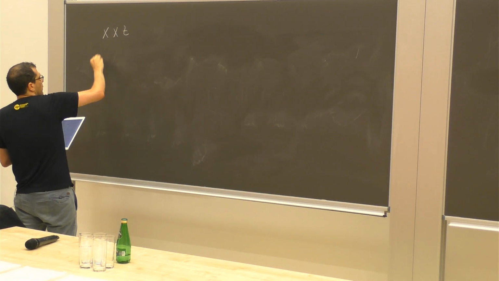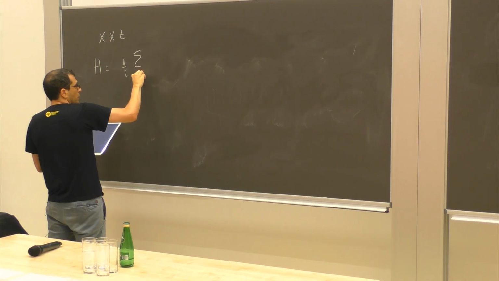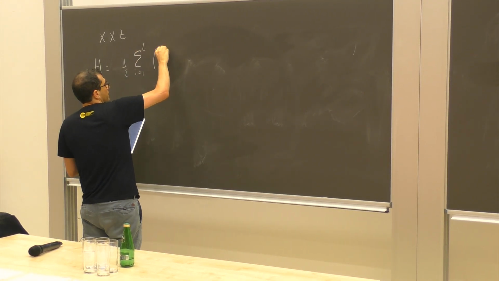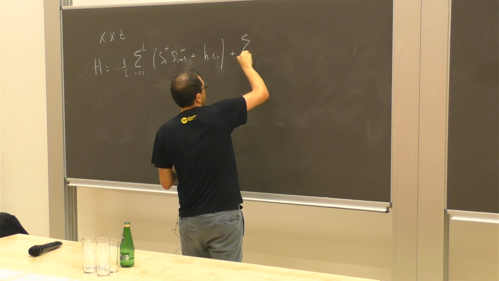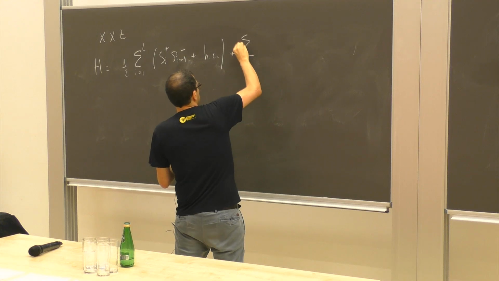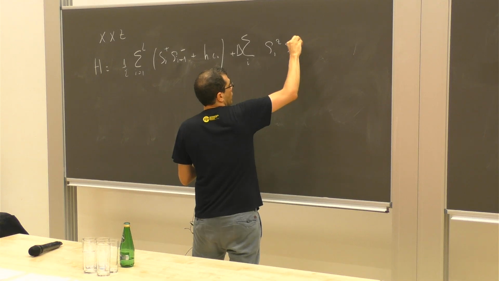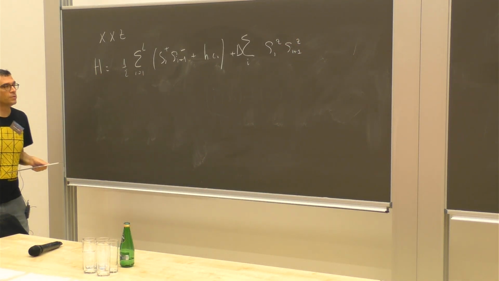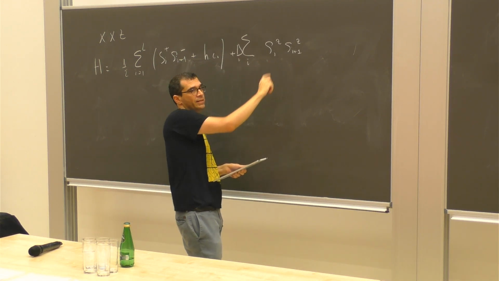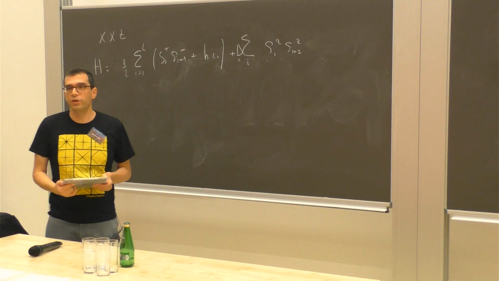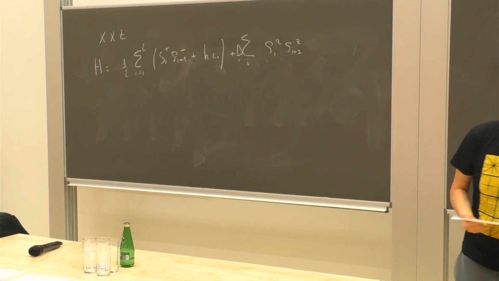XXZ. Now the Hamiltonian is roughly the same as before: 1 over L, sum over i of S_i^+ S_{i+1}^- plus Hermitian conjugate, plus a sum over i of delta sigma^z sigma^z. So it is the Hamiltonian of before plus this new term, delta sigma z sigma z. These new terms break the solvability via free fermion techniques.